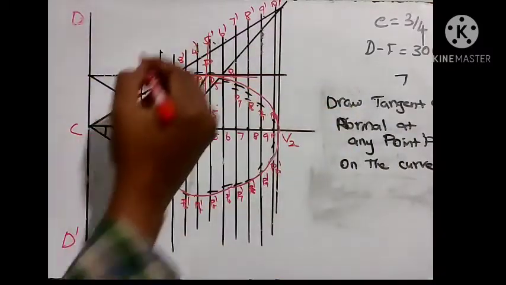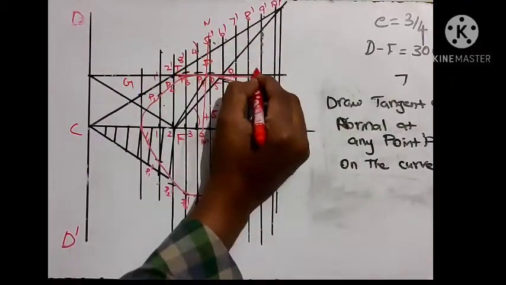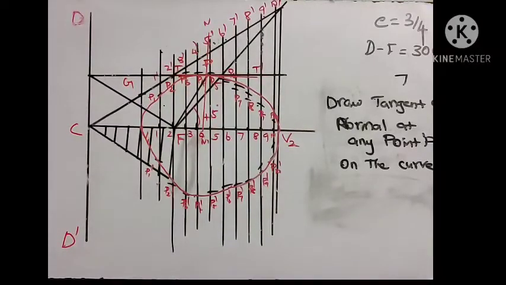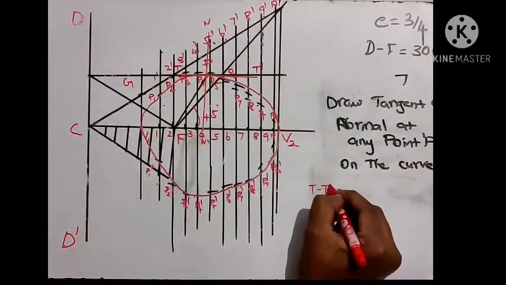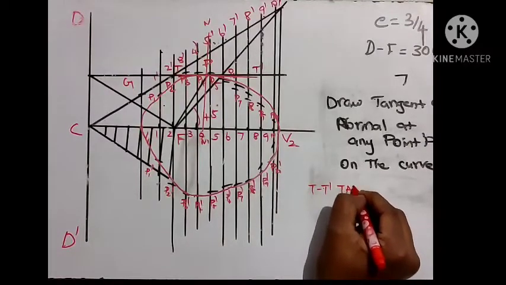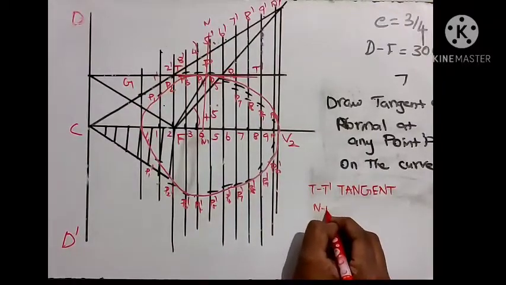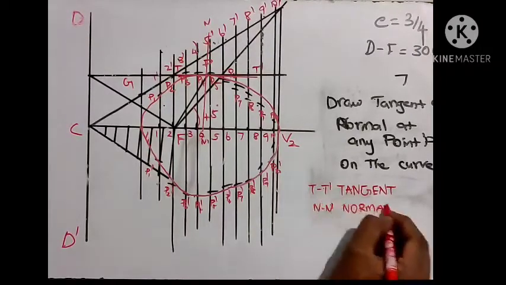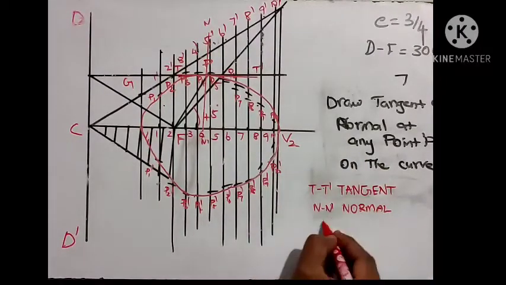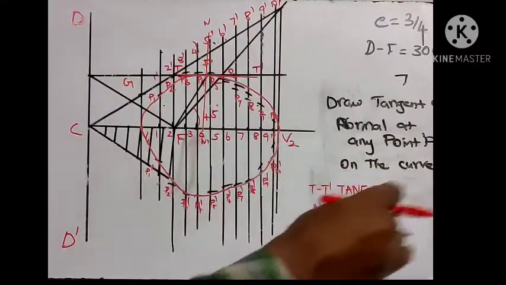I'm going to name the normal as N N dash, and this is T T dash. In the end, you mention which line represents your tangent. With a double line, I'm going to write T T dash as tangent and N N dash as normal. You need to make a guiding line and you need to do that. After that, you need to mention the eccentricity, e is 3/4. These details you need to mention in this column.